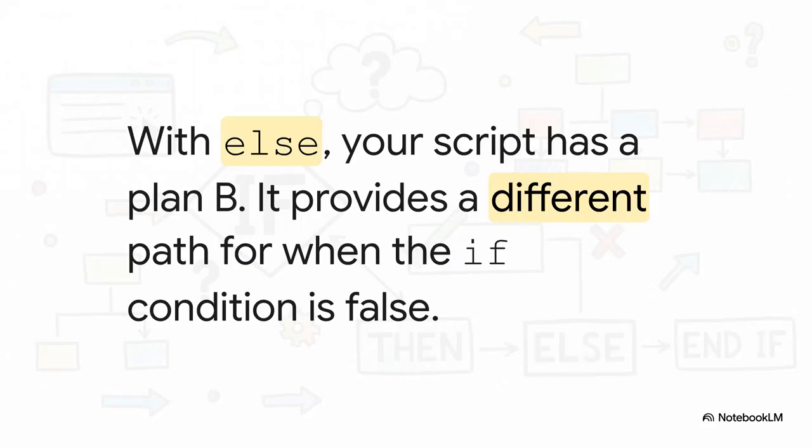Here, we've set marks to 35. The if statement checks if that value is greater than or equal to 40. Well, 35 is not greater than or equal to 40, right? So this test is false. And because that test failed, the script completely skips the then block. It will not echo pass. Instead, it jumps straight down to the else block and runs that code, printing fail. See? We now have a plan for both outcomes.